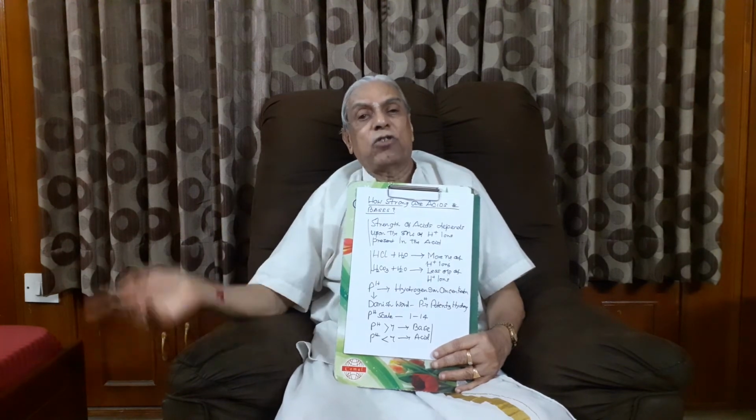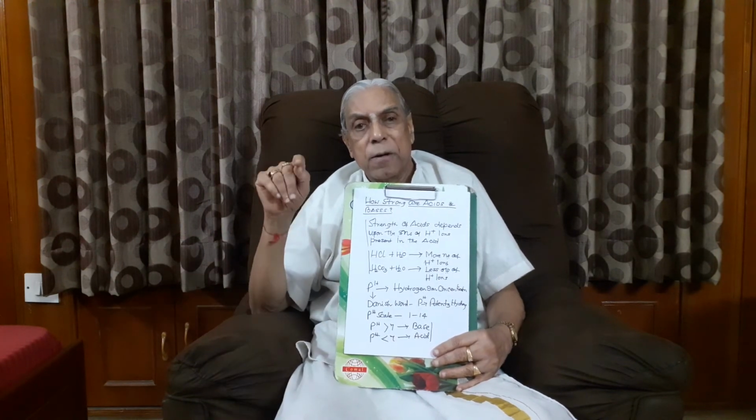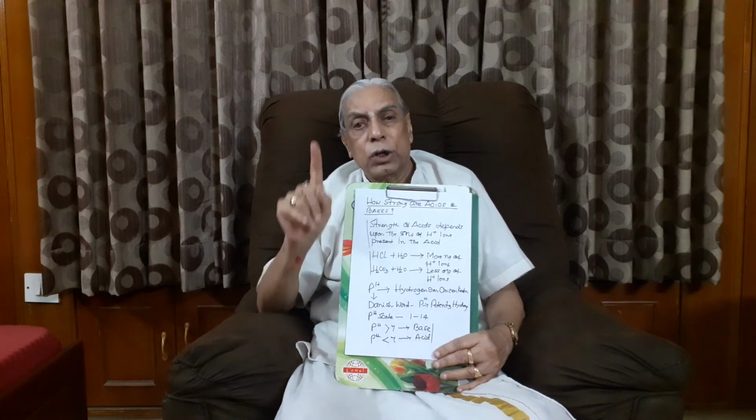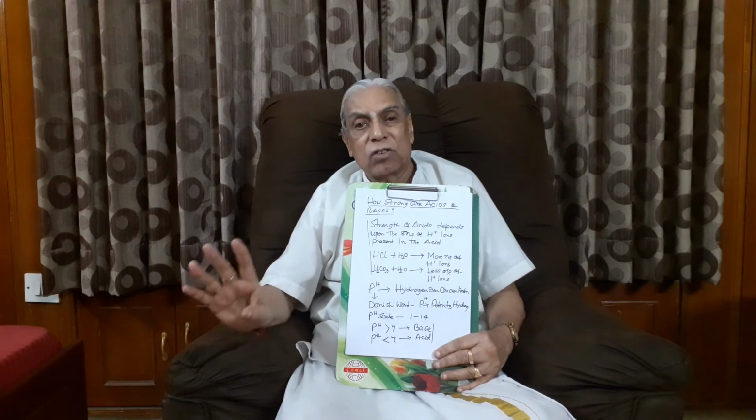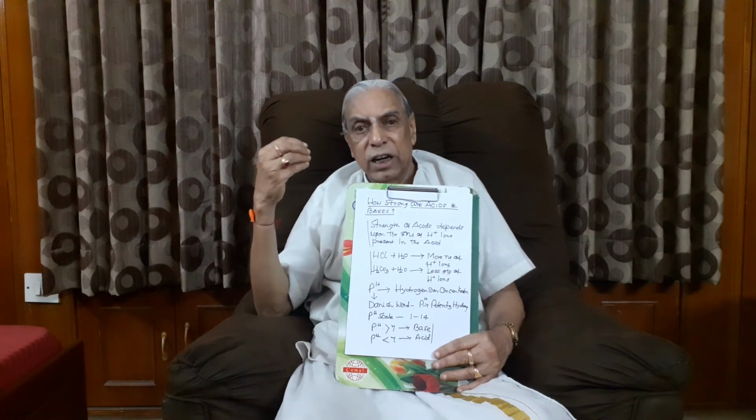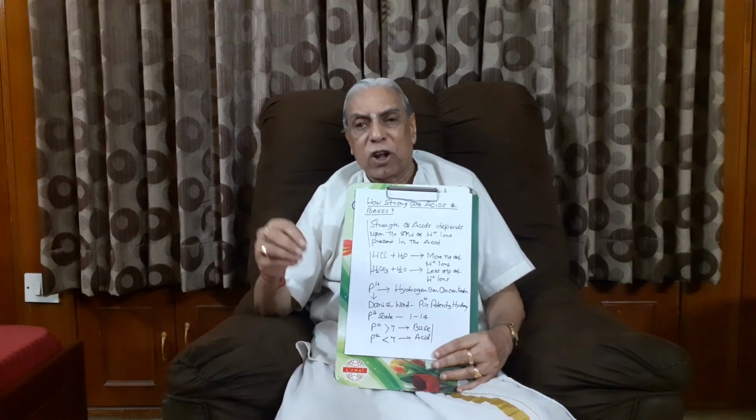It has got equal number of H plus ions and OH minus ions. What is the pH value? That is 7. That is, water is neutral to litmus. Water is neutral to litmus, and what does that mean? It has no action upon litmus. That is, if you put blue litmus or red litmus paper in water, there is no reaction.